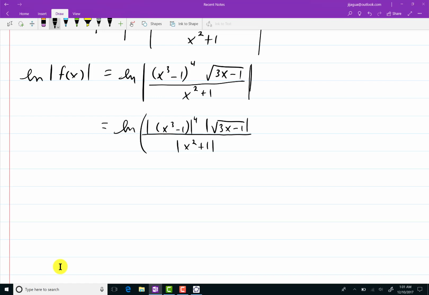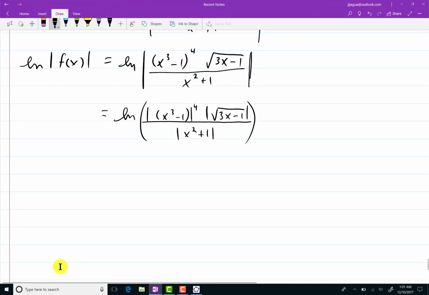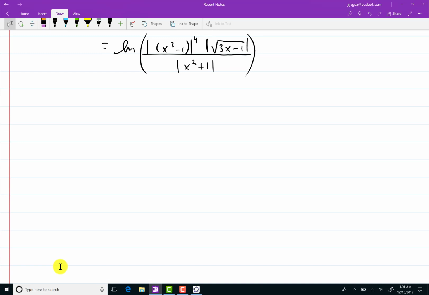Now you can argue about removing absolute values or not, depending on which of these are positive and which are not. I don't care about that. What I do care about is what I'm going to do next. I'm going to use the logarithm rules to break this up. So this is going to equal ln of the absolute value of x cubed minus 1 to the fourth plus ln the absolute value of 3x minus 1, the square root of 3x minus 1, minus ln of the absolute value of x squared plus 1.